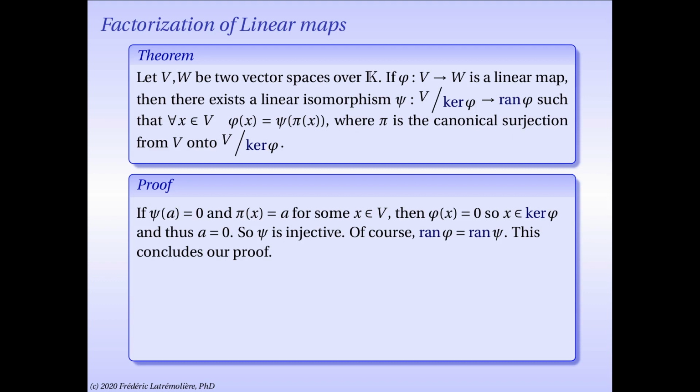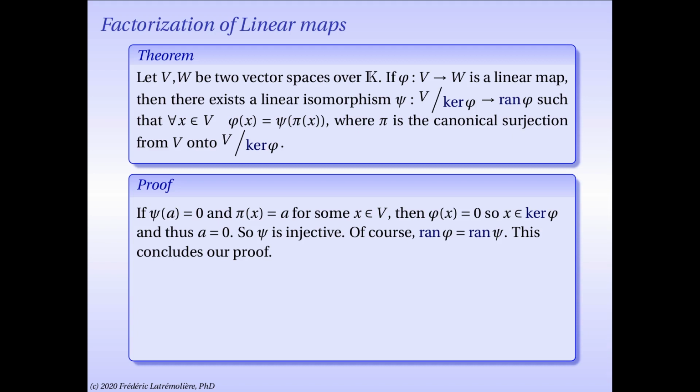So let's assume that psi of A is 0, where A is an element of the quotient, therefore it's of the form equivalence class of some x in V. Then if psi of A is 0, and A is pi of x, the equivalence class of x, then by the relation between phi and psi, it means phi of x must be 0. And that means in turn that x is in the kernel of phi. The kernel of phi is exactly what becomes the 0 element of the quotient space. So A is the equivalence class of 0. In other words, A equals 0 inside the quotient space, V quotient by kernel of phi. So psi is injective.